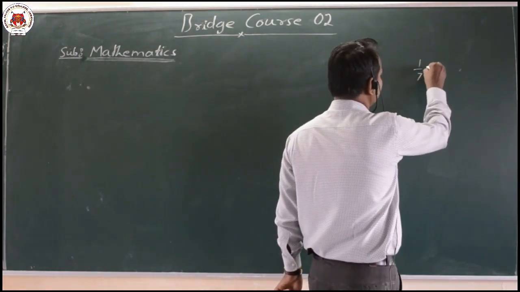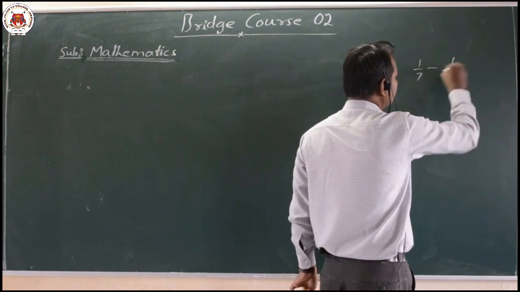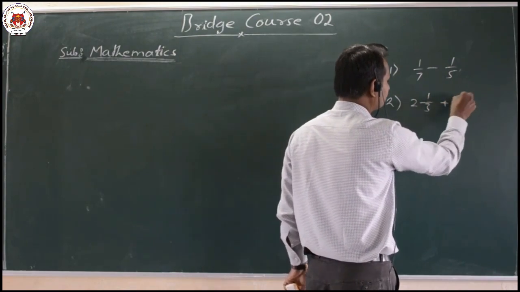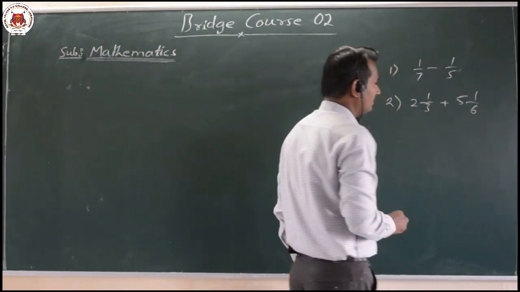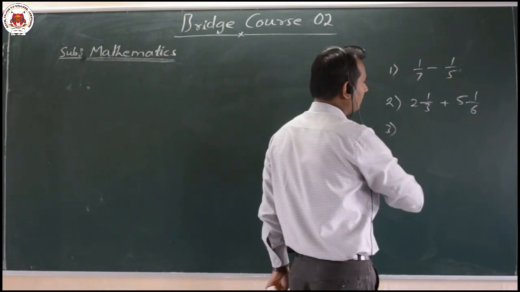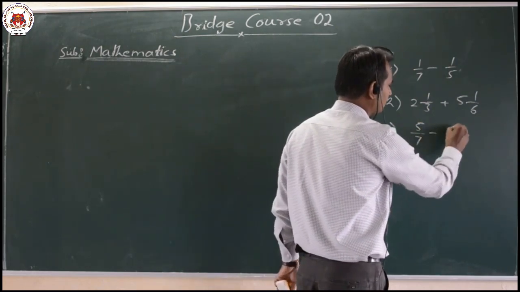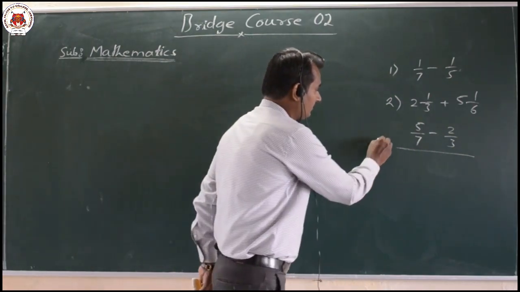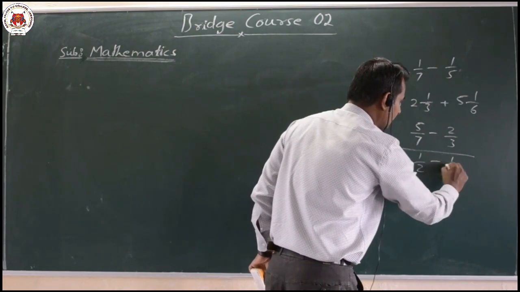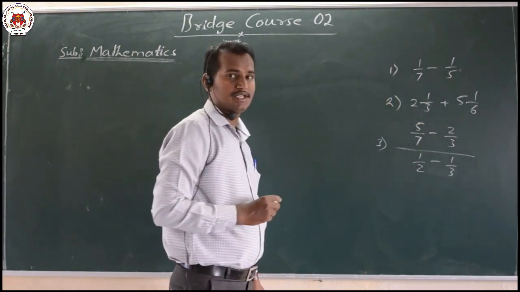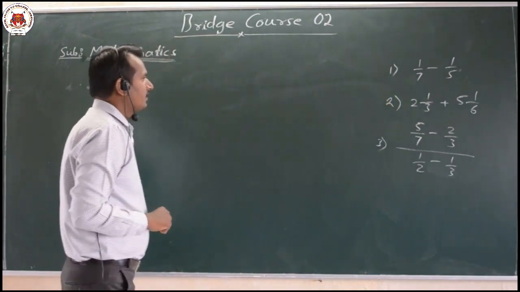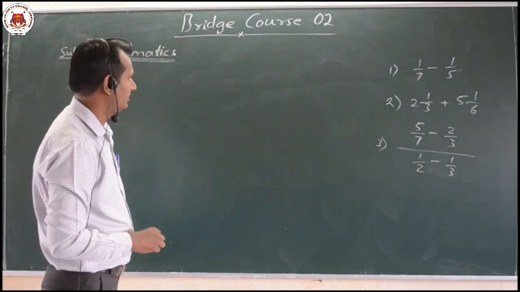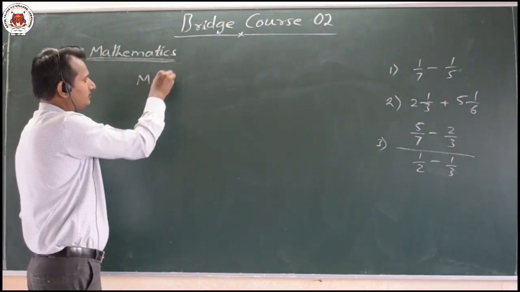For example, the first one: 1 by 7 minus 1 by 5. Second one: 2 into 1 by 3 plus 5 into 1 by 6. Third one: 5 by 7 minus 2 by 3, whole divided by 1 by 2 minus 1 by 3. It is a simple example. You can try these problems at your home. Okay, fine, that is all related to addition as well as subtraction of two fractions. Now let us start with the multiplication.